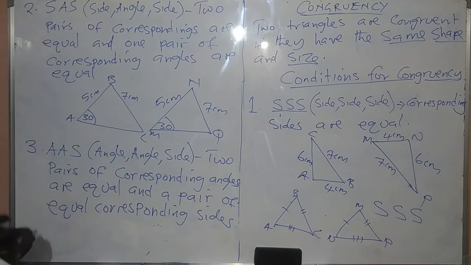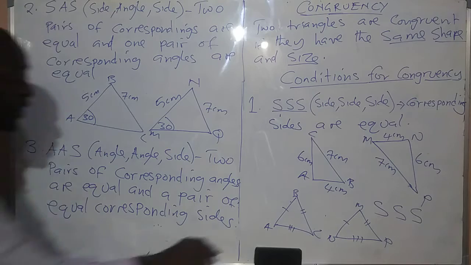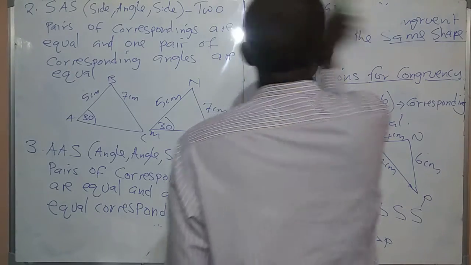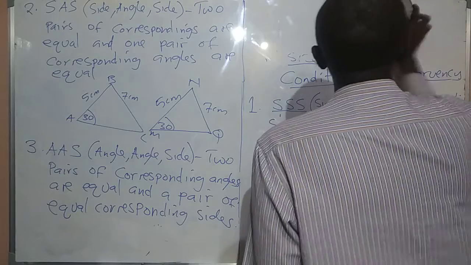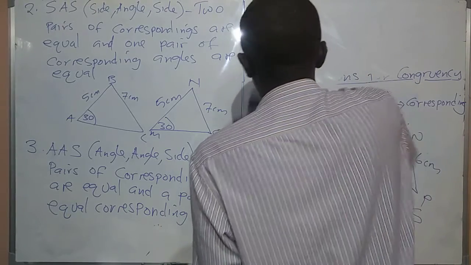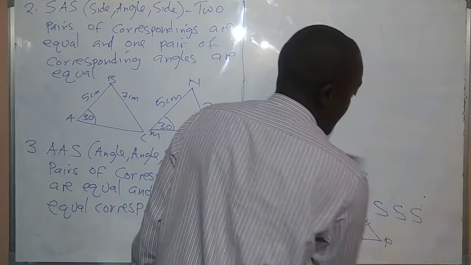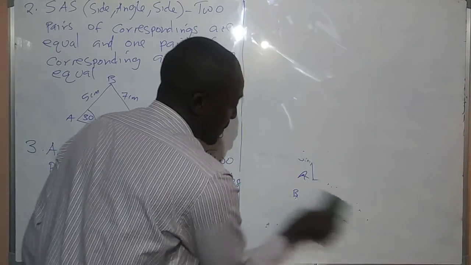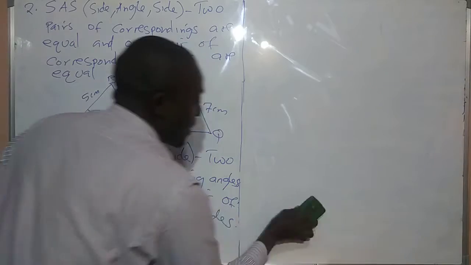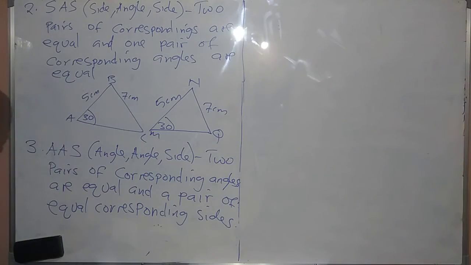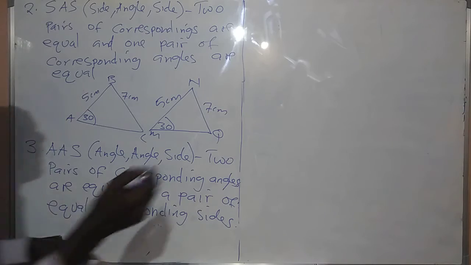Okay, so you have two pairs of corresponding sides that are equal, or two angles that are equal, and one side which is corresponding also equal. So what are we saying? Let's see a diagram here. So here is our diagram that can help us understand the third condition. The third condition. Okay, so the third condition, here is our diagram here.